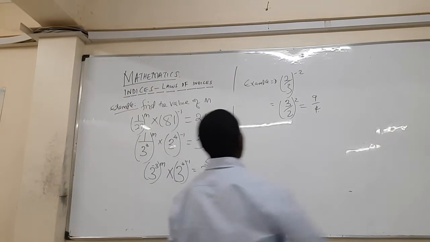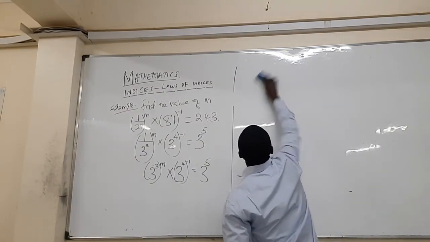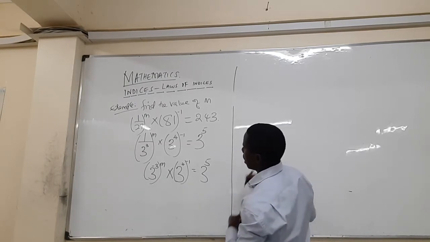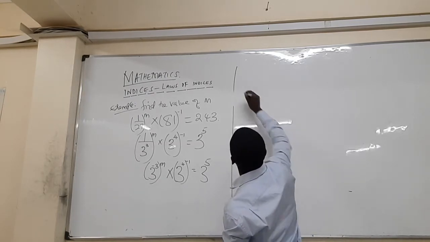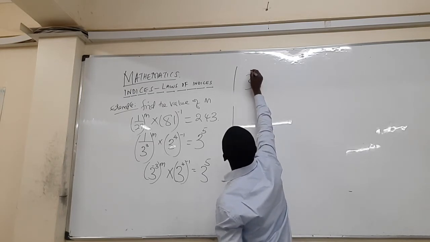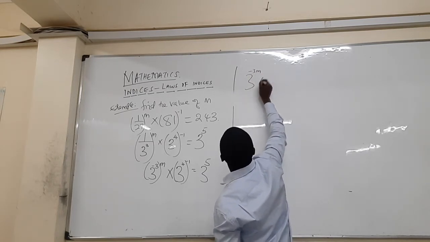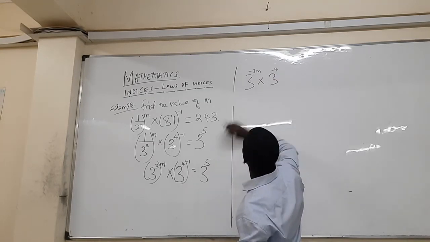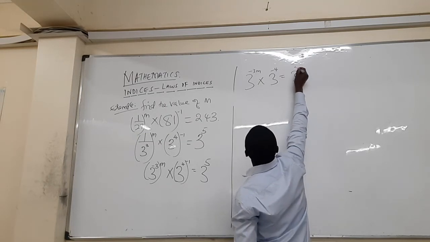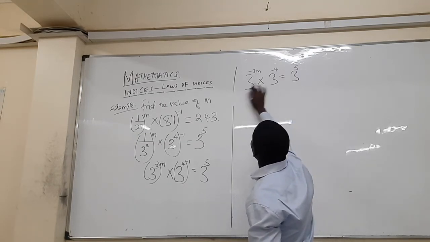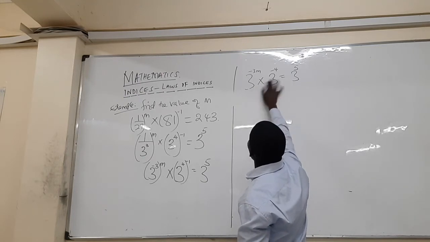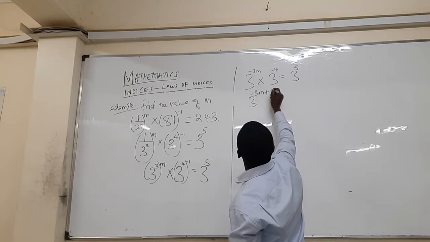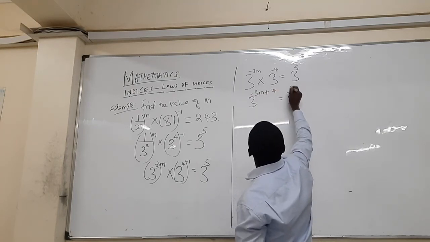Then I open the brackets. So I have 3 power minus 3m times 3 power minus 4, because 4 times minus 1 is minus 4, is equal to 3 power 5. And then the bases are the same, so I use the first rule, I add the powers. 3 power minus 3m plus minus 4 is equal to 3 power 5.